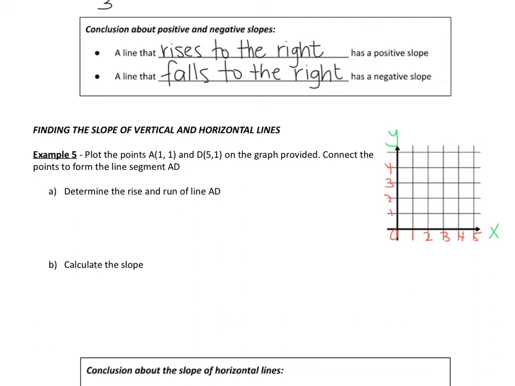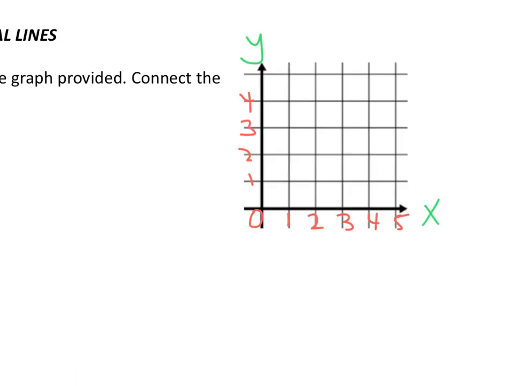So I've kind of already pre-filled out my graph or my grid. So I filled in the scale for my x and y axes. I just counted by 1, keep it really simple. And I also labeled the letters x and y on the correct axes. So point A is located at 1 and 1. So I'm going to put a point there and I'm going to label it A. And point D is located at point 5 and 1. So I'm going to put a point there and label it D. And then I'm going to join the points together with a straight line.